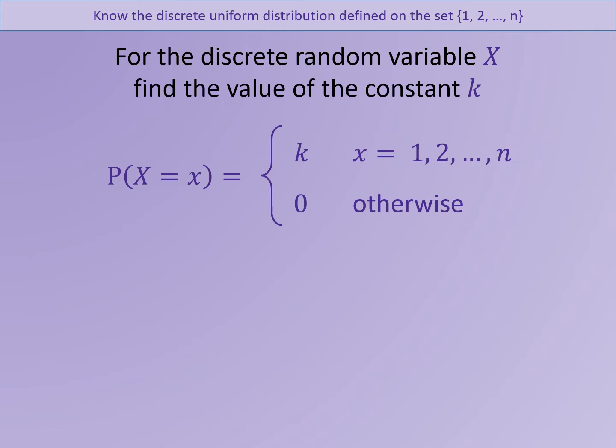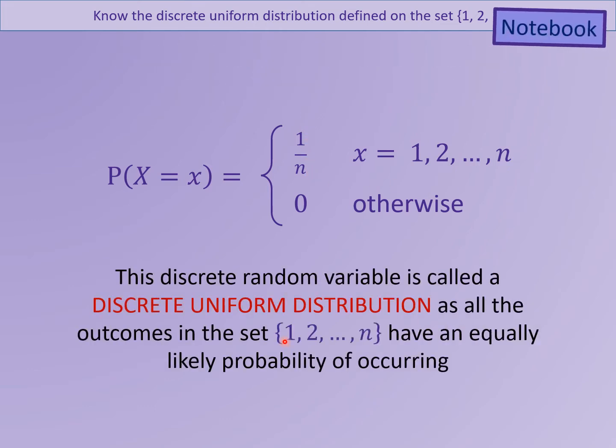So we want to know what the probability k would be. Because we know that there are n different values of x and they all have to have the same probability, and that probability has to add up to 1, we know the probability must be 1 over n. So for example, if this was 1, 2, 3, 4, 5, 6, 7, 8, 9 and 10, the probability of each x value would be 1/10. So this is called the discrete uniform distribution. All of the outcomes in this set, so all of the x values 1, 2, 3 up to n, all have an equally likely probability of occurring.